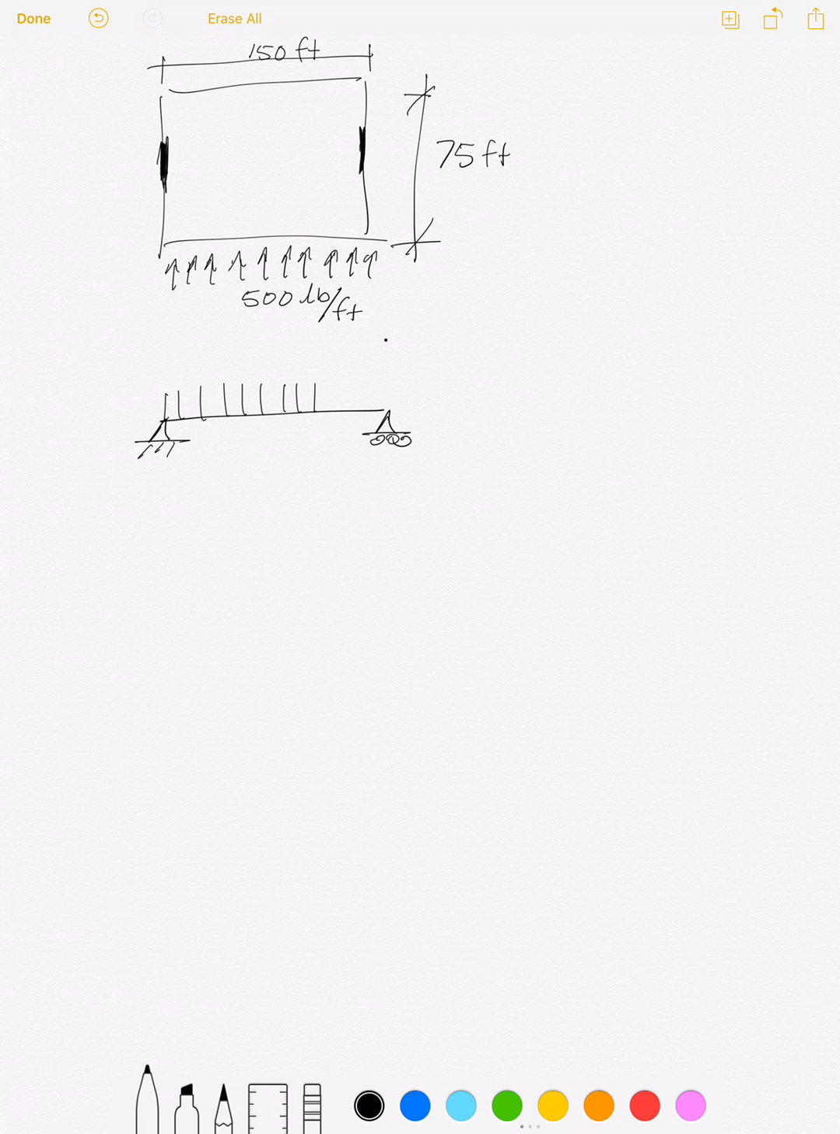Again, you can point the arrows up if you want. Laterally, the direction arrows are a lot less important because remember we always design for wind going both ways and seismic going both ways, so we end up using the absolute value. So I'm going to go ahead and point them down, and hopefully that's not confusing, but if it is, just let me know.